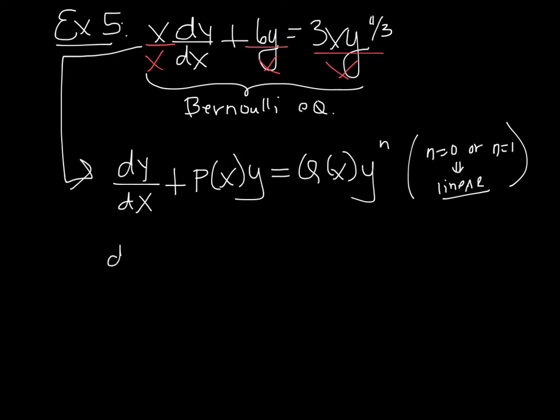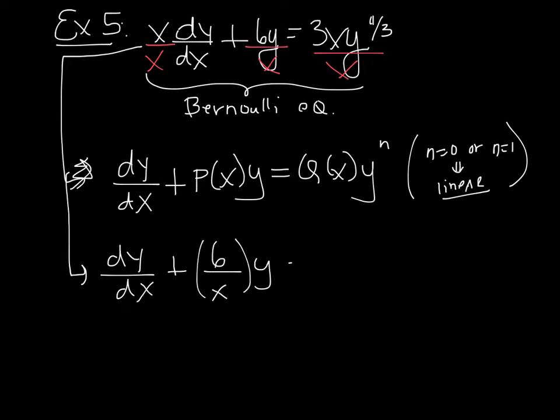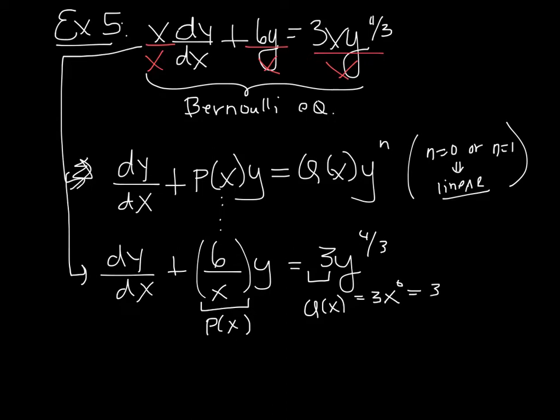So we get dy dx plus 6 over xy equals 3y to the 4/3. And notice there is our p of x, just directly, and here is our q of x. Just happens to be a constant. Technically, you can write 3x to the 0. That's still 3 since x to the 0 is 1. Okay, so this is very good news because it is a Bernoulli equation.